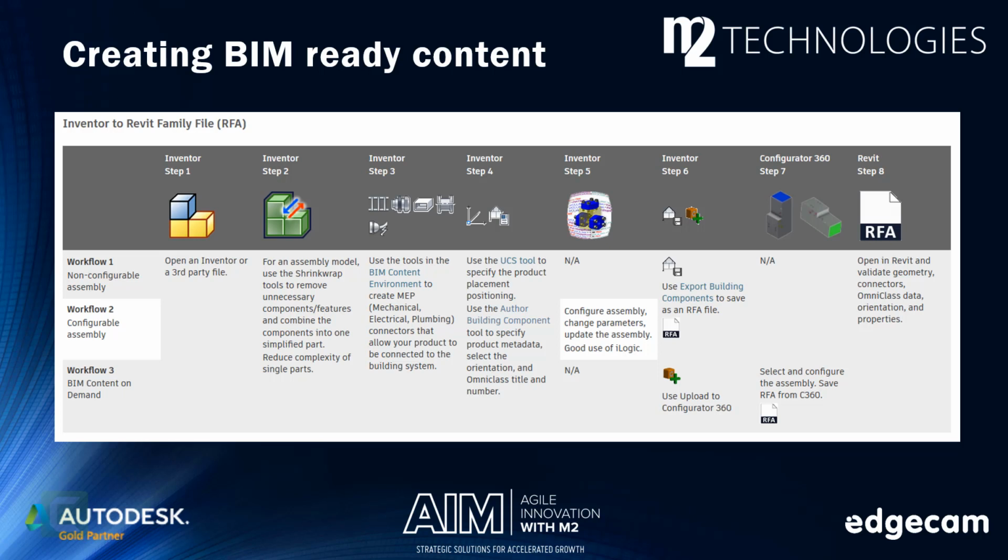And then we have BIM on demand. This is generally for parts that you're going to put up as configurable models, and they are placed on Autodesk's Configurator 360 cloud-based tool, which will allow a consumer to just jump up online, configure their own model, and then download it in one of many formats. And this is all done on an as-needed basis.